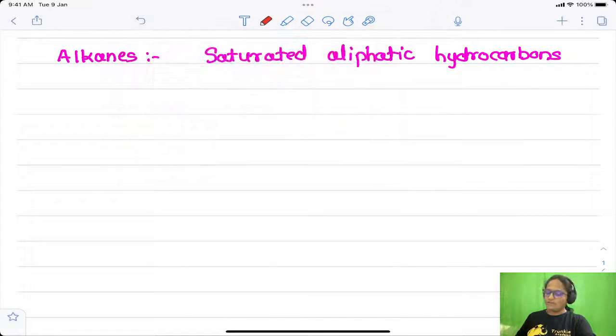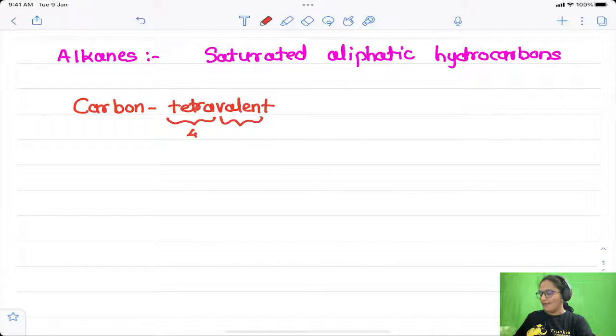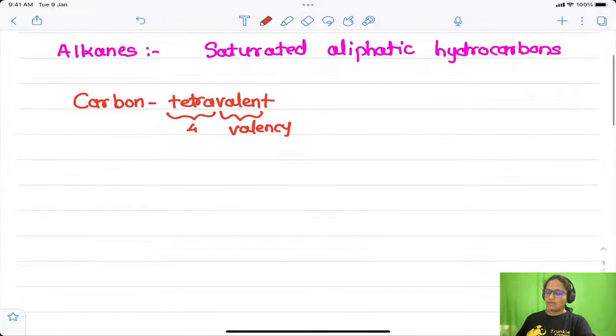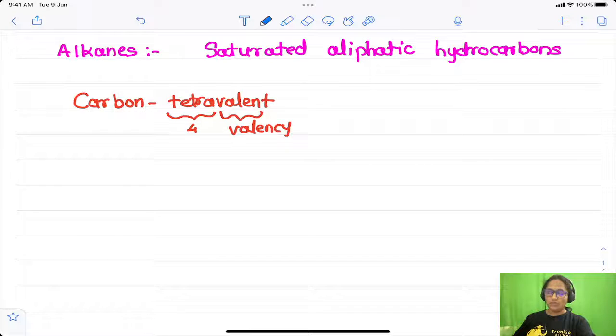About carbon, we have seen carbon is tetravalent in nature, right? Tetravalent atom means what? Tetra stands for 4, valent stands for valency. Valency is nothing but the ability of that atom to form that many bonds. That means carbon can form 4 bonds surrounding it, so there should always be 4 lines surrounding the carbon.